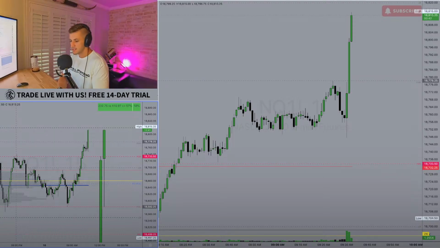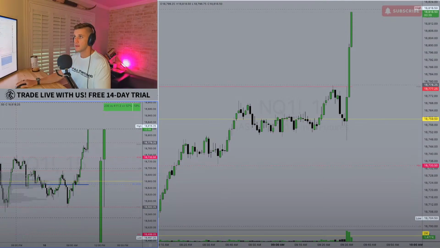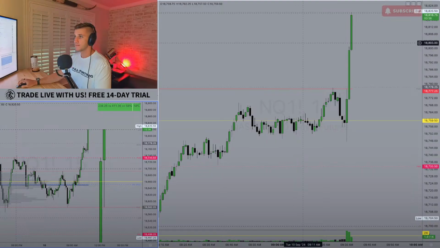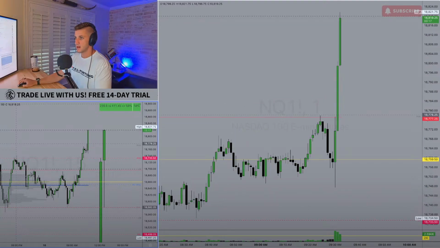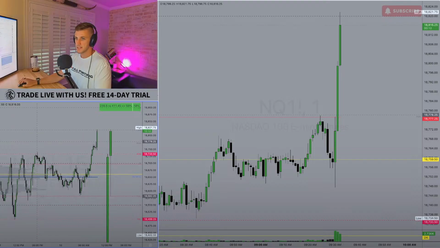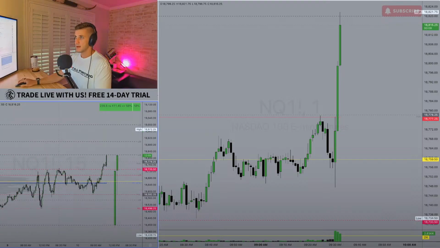Now into 820 level of interest. Pretty nice open. Let's see how that structure sets up now. We've got opening drive move into 820. This is the inside day break, remember? Now we want to see how this unfolds, how the structure actually unfolds.